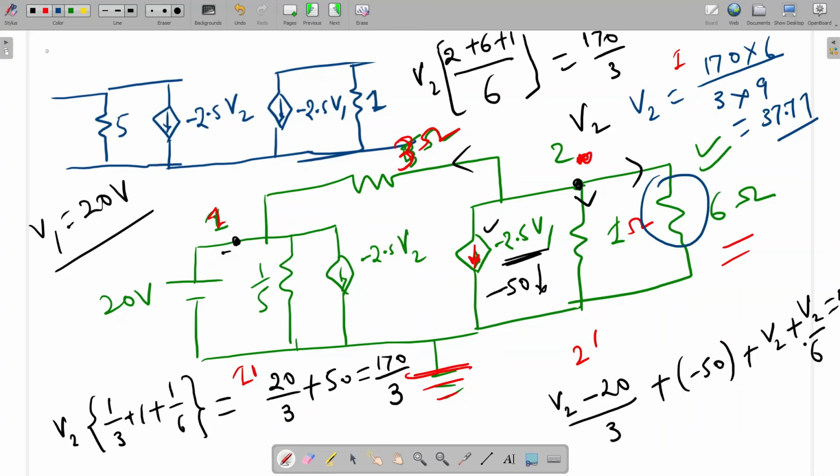So what will be the power here? Power will be V square by R. This is the answer: power is equal to V square by R. What is the V value?